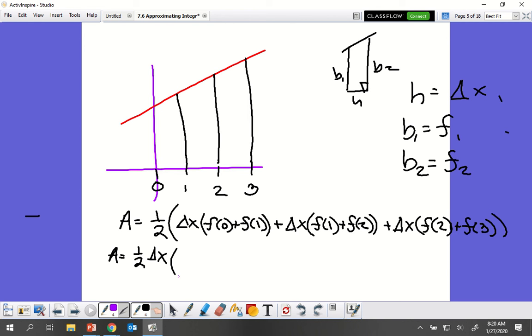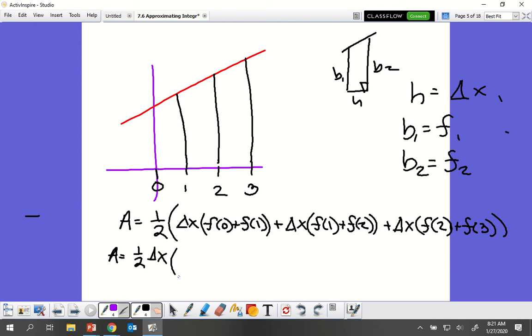Now, look at all my numbers here: F of 0, F of 1, F of 1, F of 2, F of 2, F of 3. I've got 2 F of 1s and 2 F of 2s, right? So I know I could take whatever that value is and multiply by 2. I don't actually have to do it 2 times, I only have to do it once. I just know I have 2 of them. But I only have 1 F of 0, and I only have 1 F of 3. So since I only have 1 of each of those, I'm going to pull out those first.